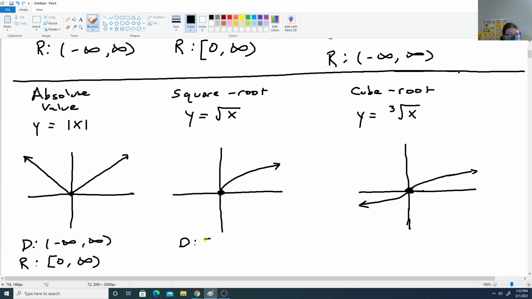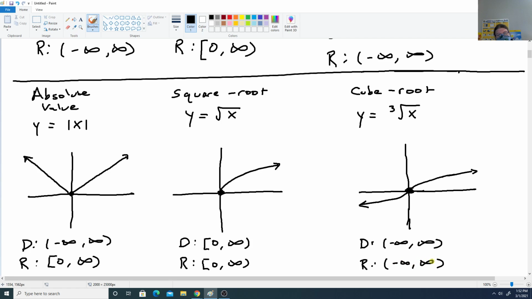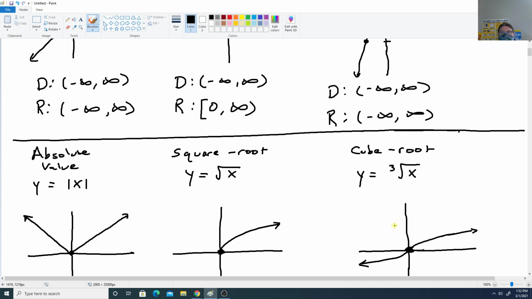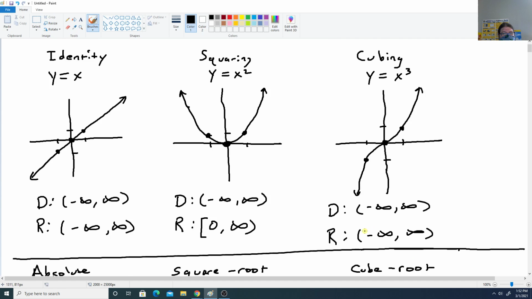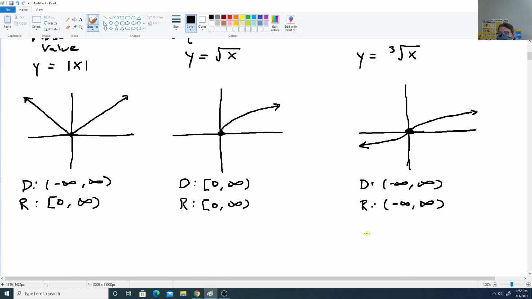For the square root function, the domain starts at 0 and goes off to the right. The range also starts at 0 and goes up and hits y values above. And for the cube root function, it exists for all x's, so its domain is all real numbers. Its range eventually gets to all the y's, so its range is all real numbers as well. So this was the first group of 3 here. This is the second group of 3.